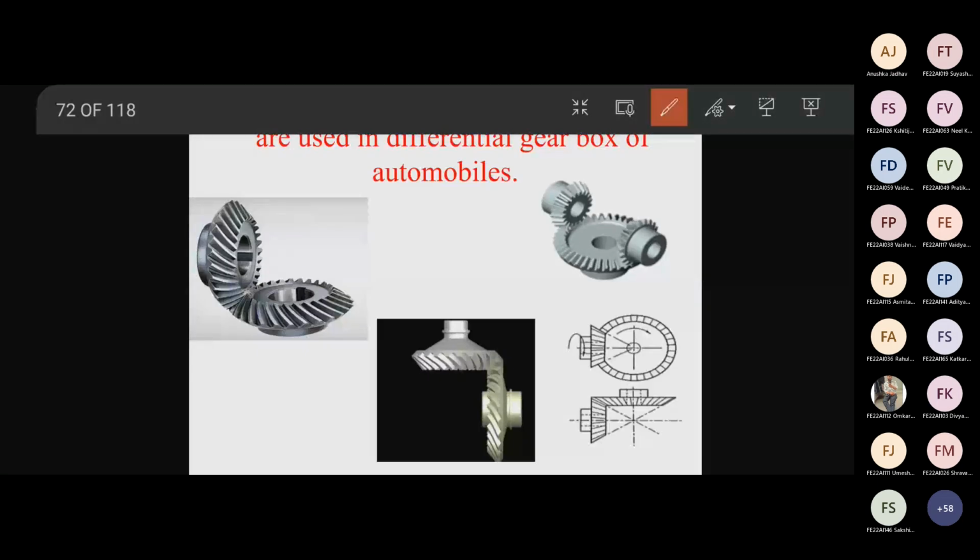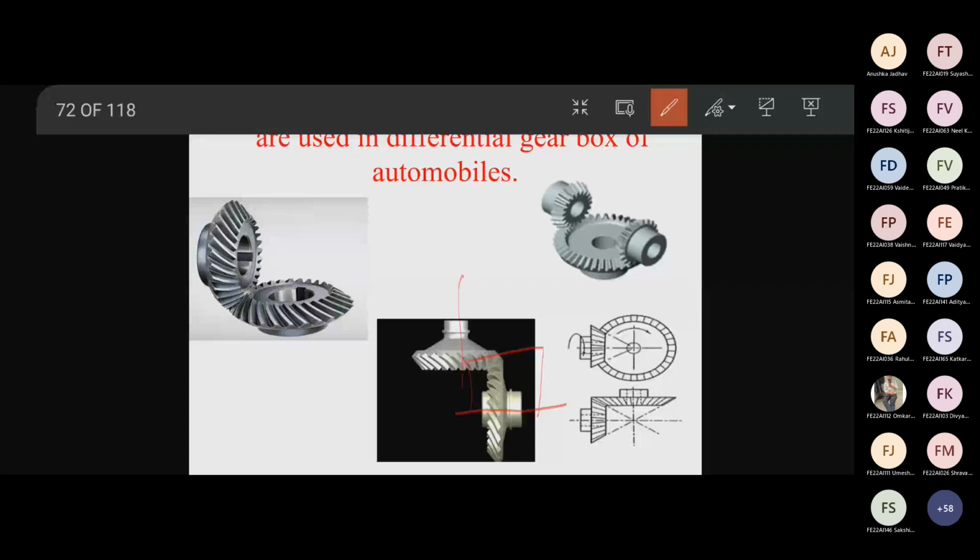Then we are using the bevel gear. You can see here, this axis is like this and this axis is like this. What is the angle between these two axes? 90 degree, right? So bevel gears are used to transfer the power at an angle of 90 degree, right?